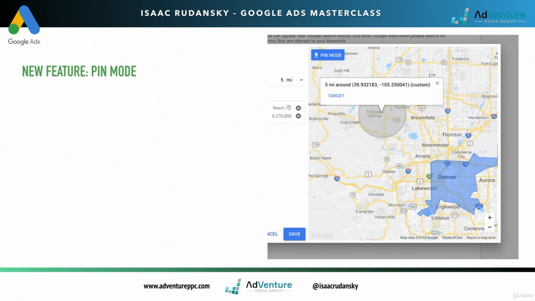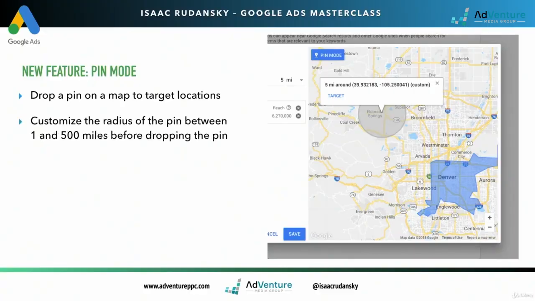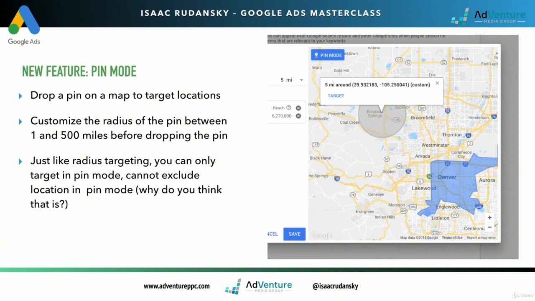There's a new feature in Google Ads that was not available in the old version of AdWords called pin mode, and I actually really like this. If you don't have an exact zip code or you don't have an exact address, you could use pin mode to just drop a pin anywhere on a world map and choose your radius targeting before you drop that pin, and Google will target that location. So again, you can customize the radius of that pin by dropping it anywhere on the map, and it'll be a radius of 1 to 500 miles. Just like the other types of radius targeting, you can only target locations in pin mode. You can't exclude locations in pin mode.